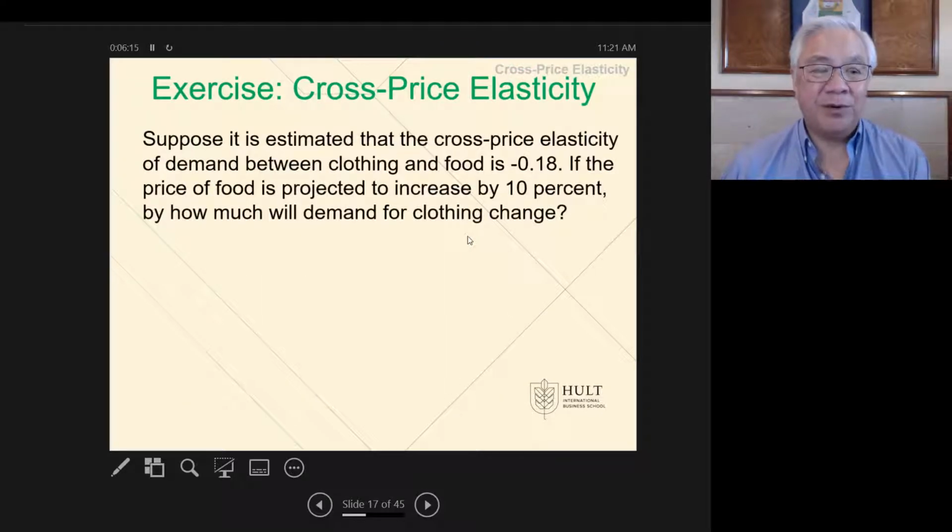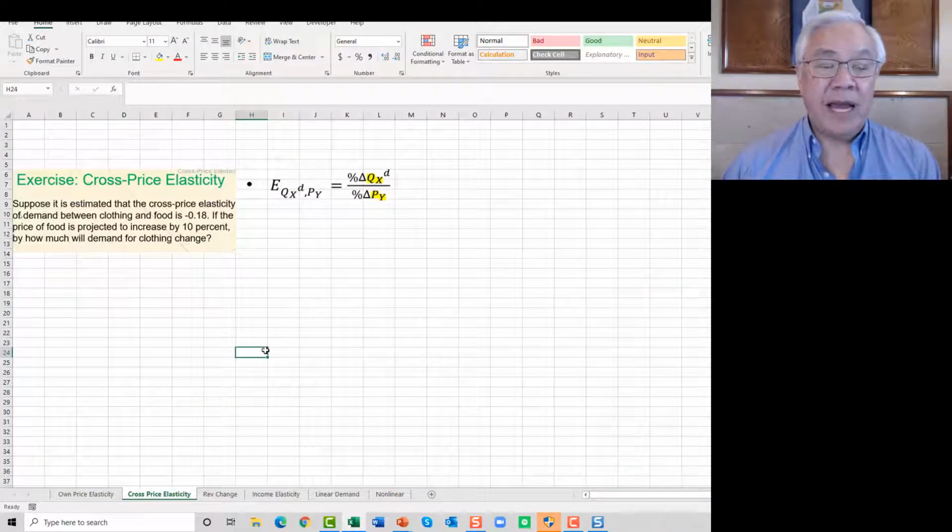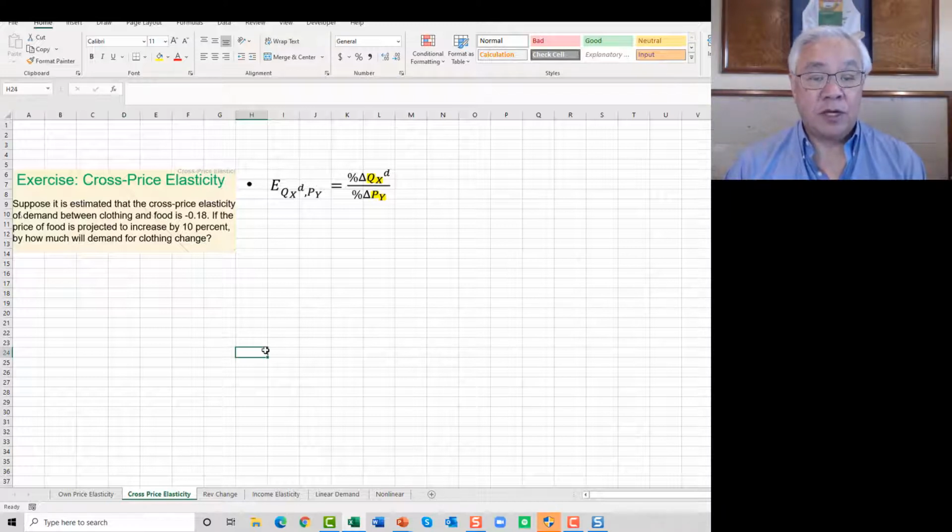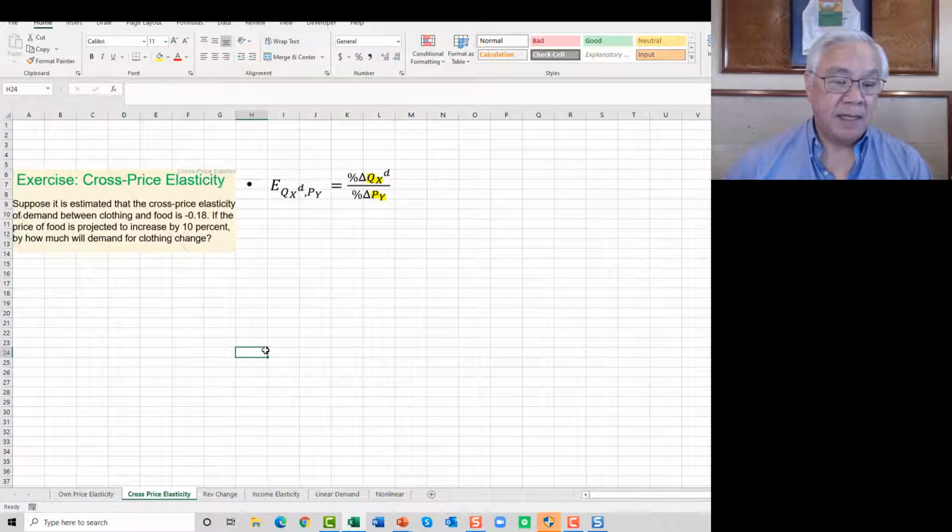Let's try this out. So here's our example. We've estimated the cross-price elasticity of negative 0.18. And if the price of food is projected to increase by 10%, how would the demand for clothing change? All right, so here we have the problem stated on the left, and then here's the formula of cross-price elasticity for reference. And what do we know?